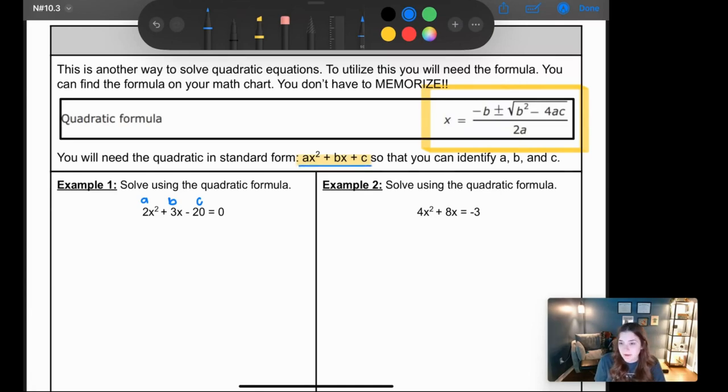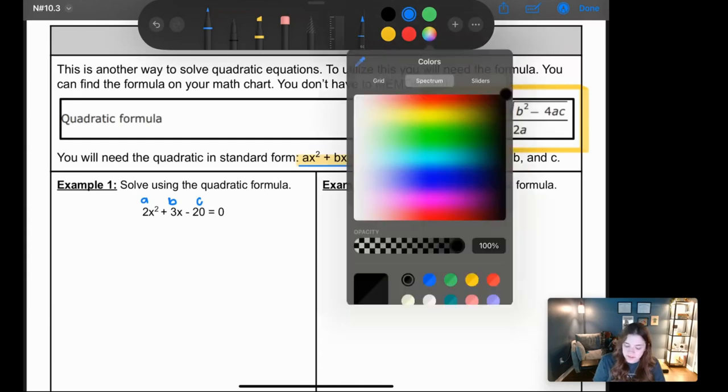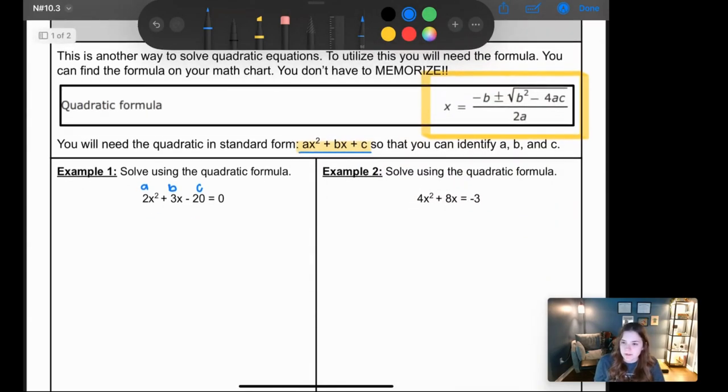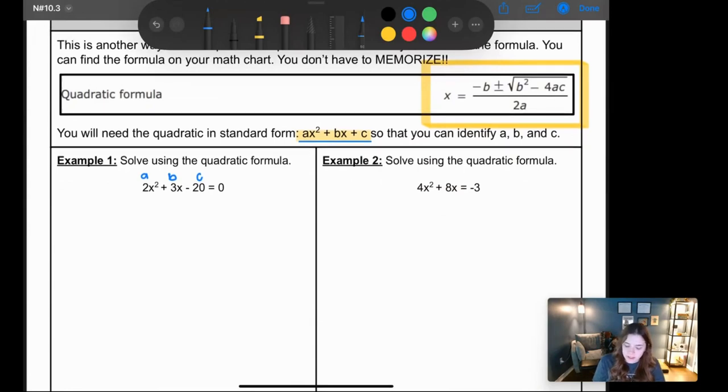So when I go to plug everything into this quadratic formula, all I have to do is take the letters that I see here. Okay, but notice there's a difference between example 1 and example 2. What is the difference between example 1 and example 2? What is not the same? Example 1 is perfectly in standard form, but what's wrong with example 2? It is not quite in standard form because look at our C. It's on the other side of the equal sign.